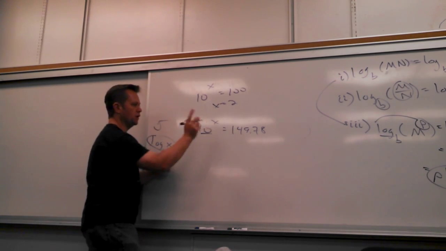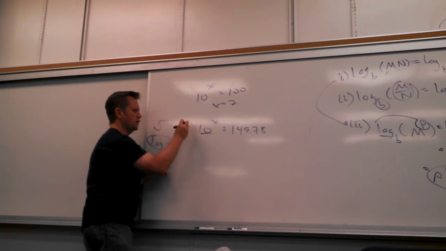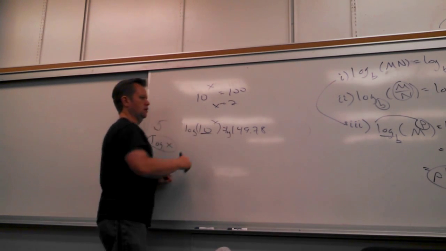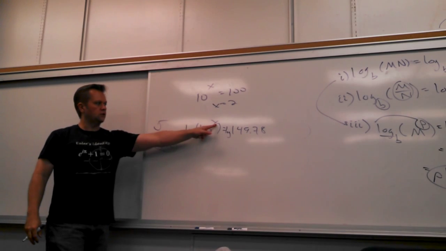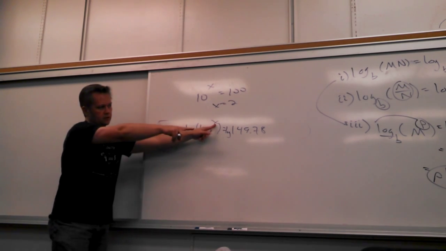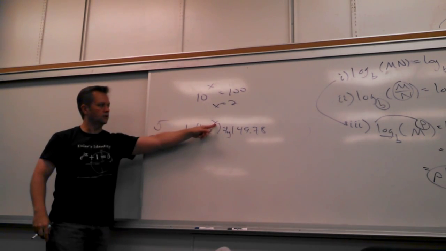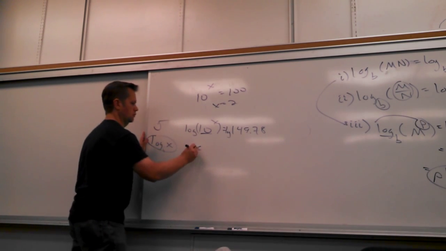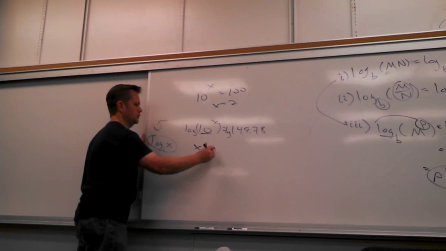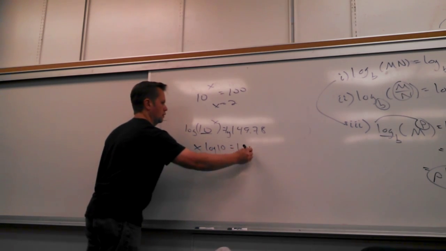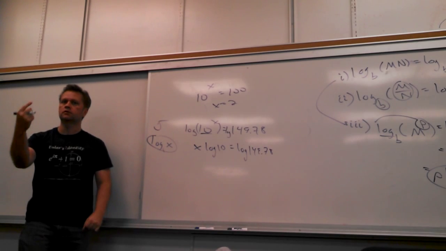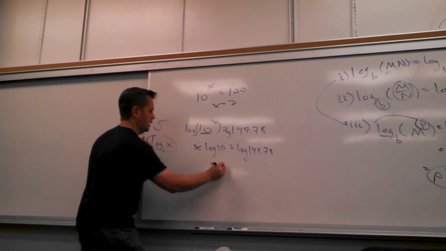So one way to solve this is, watch this. If I do log of both sides, what happens to the x? Because of that property we just did, it comes down. Right? And what's log 10? What is log 10? 1. 10 to the first is 10. So the answer is this.